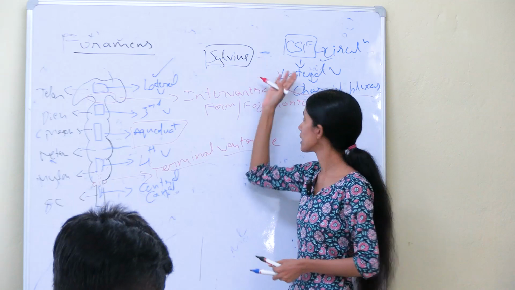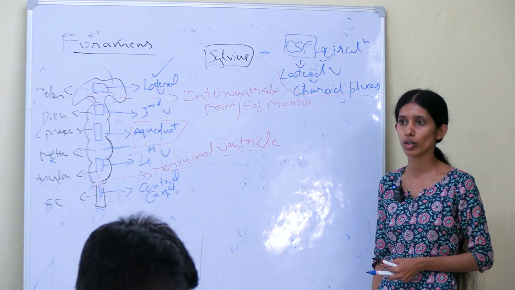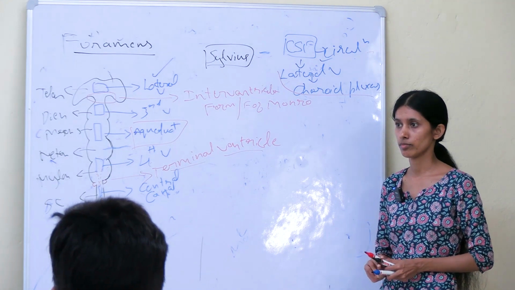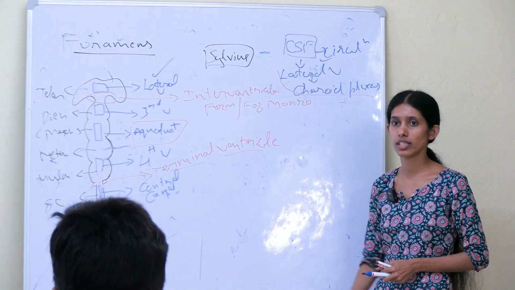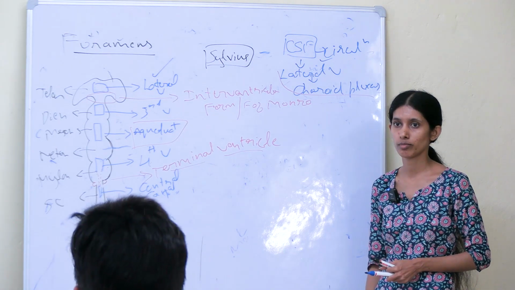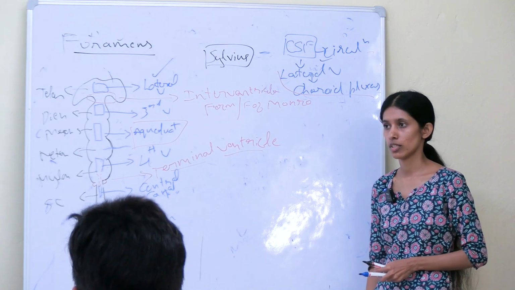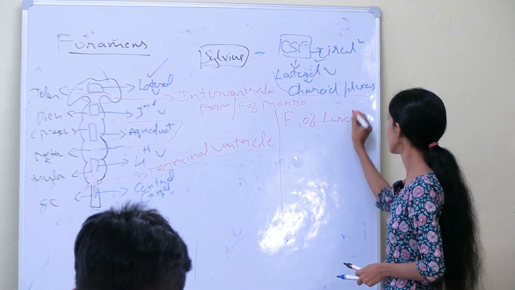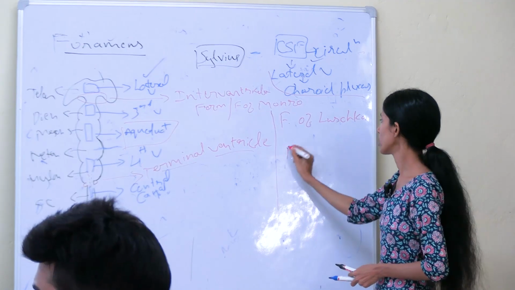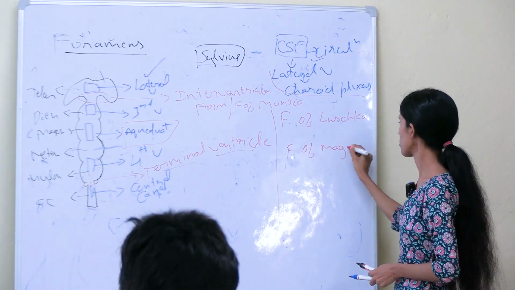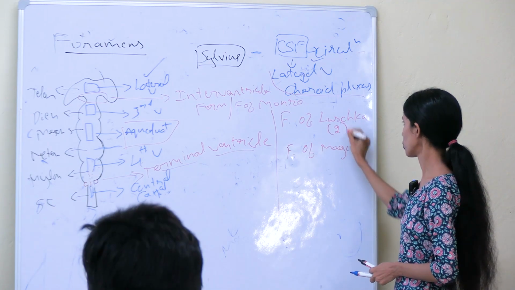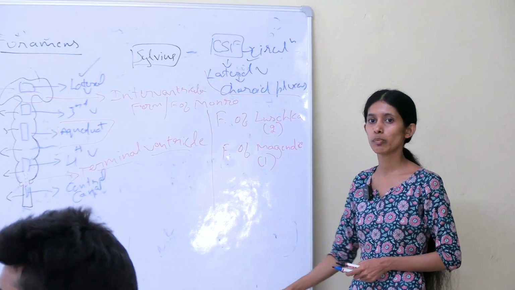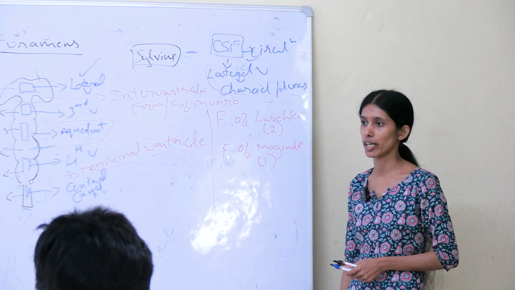Okay, so how will this CSF reach your subarachnoid space? Through which foramen? There are two other important foramen, the Foramen of Luschka and the Foramen of Magendie. Luschka is 2 in number, Magendie is 1 in number. These are the two foramens which help your CSF reach the subarachnoid space.